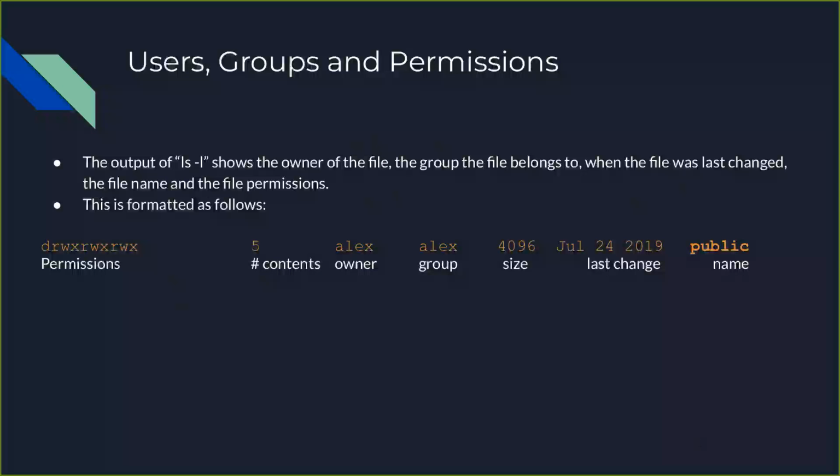So this is pretty much what I just said. Whenever you type the ls -l command, you'll get a bunch of results that are formatted kind of in a table like this. You'll get the permission string, the number of contents, the owner, the group, the size, the date of last change, and the name of the directory or the name of the file.